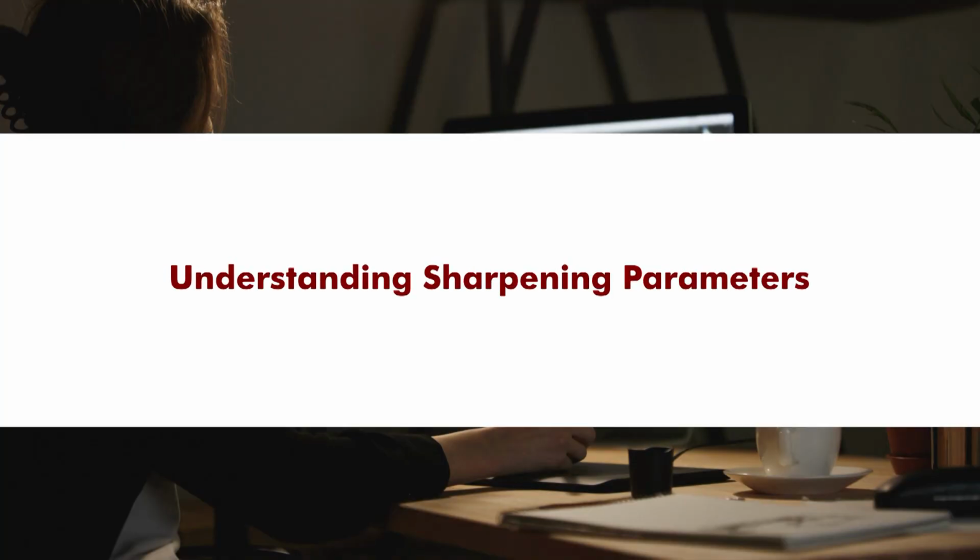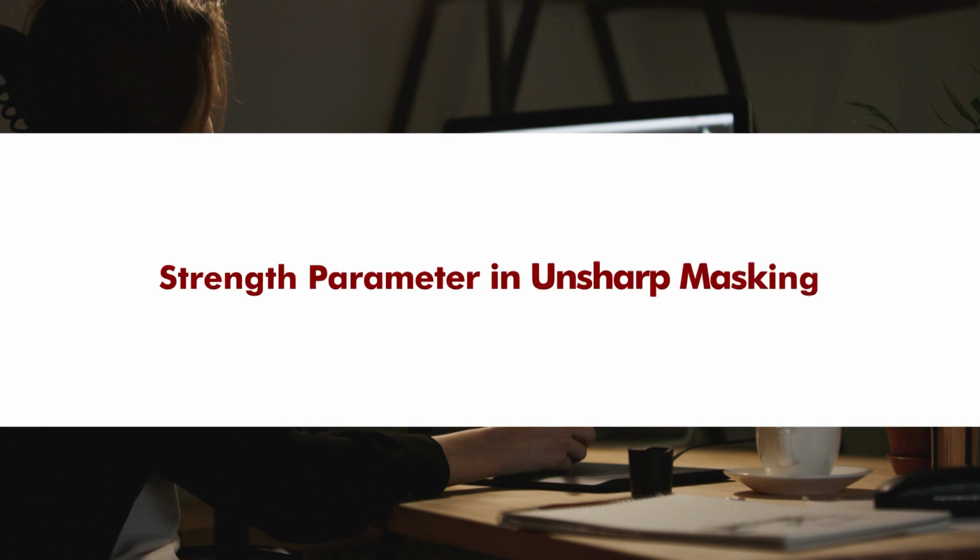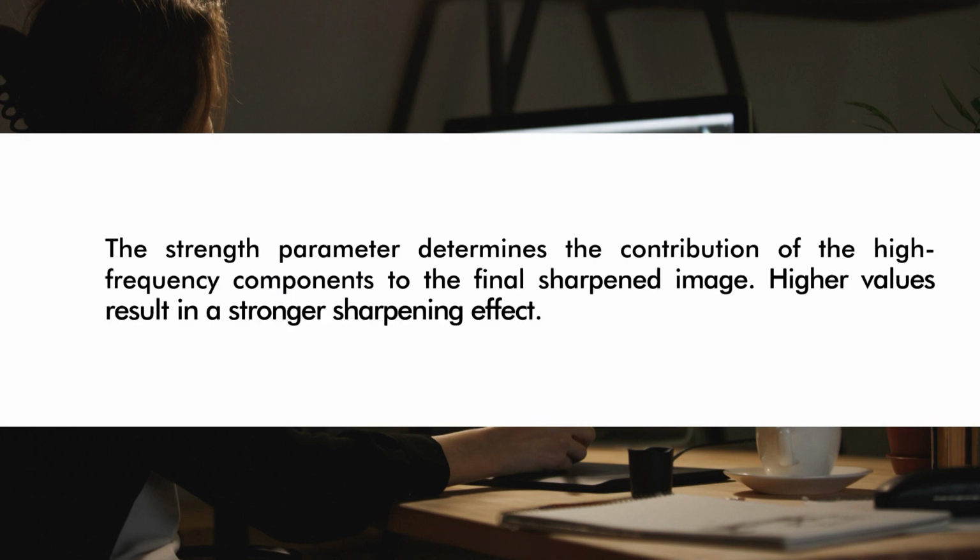So, next is understanding of sharpening parameters. Again we are discussing the parameters. Sharpening techniques often involve parameters that control the strength and behavior of the sharpening effect. Let us explore these parameters. The strength parameter in unsharp masking determines the contribution of the high frequency components to the final sharpened image. Higher values result in a stronger sharpening effect.